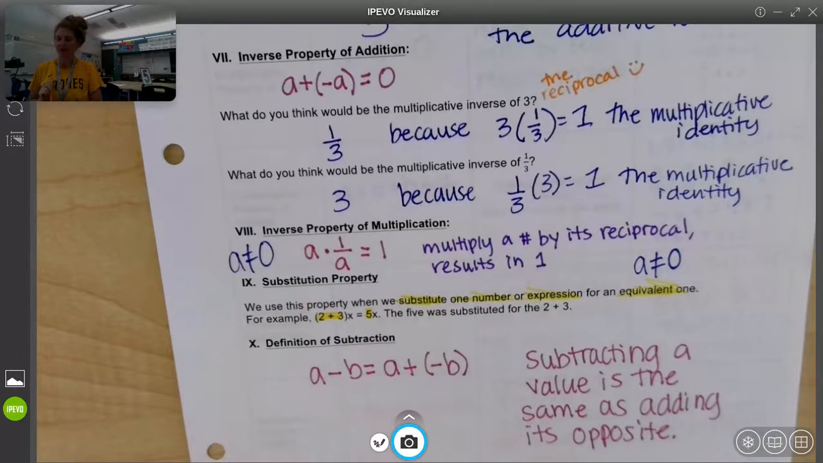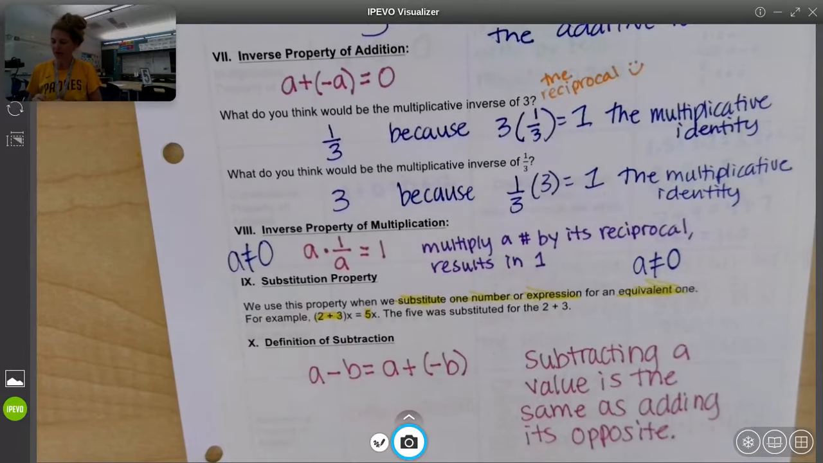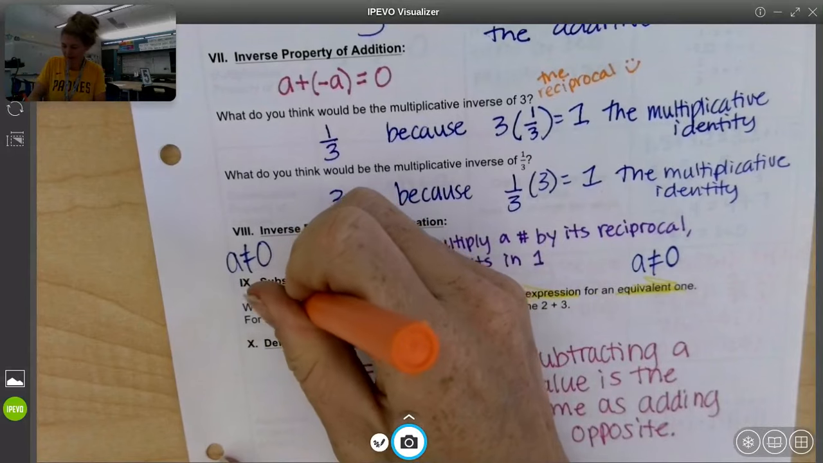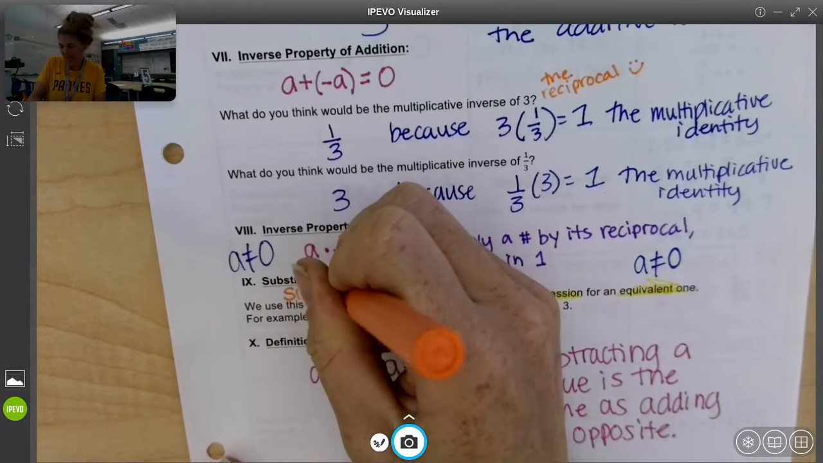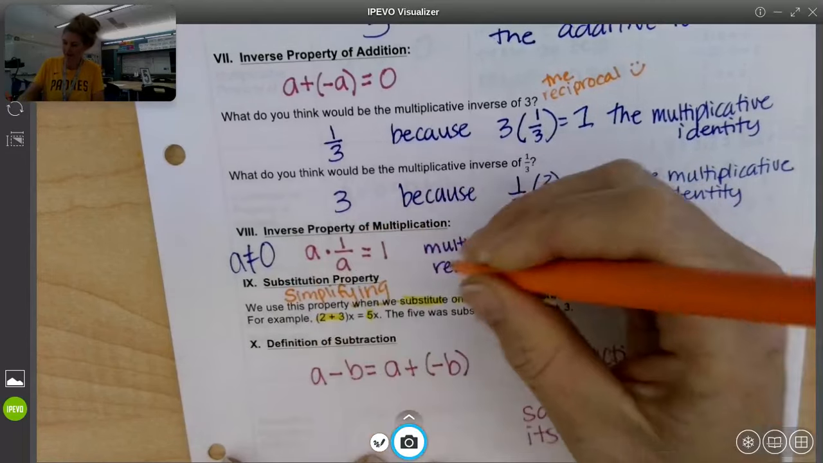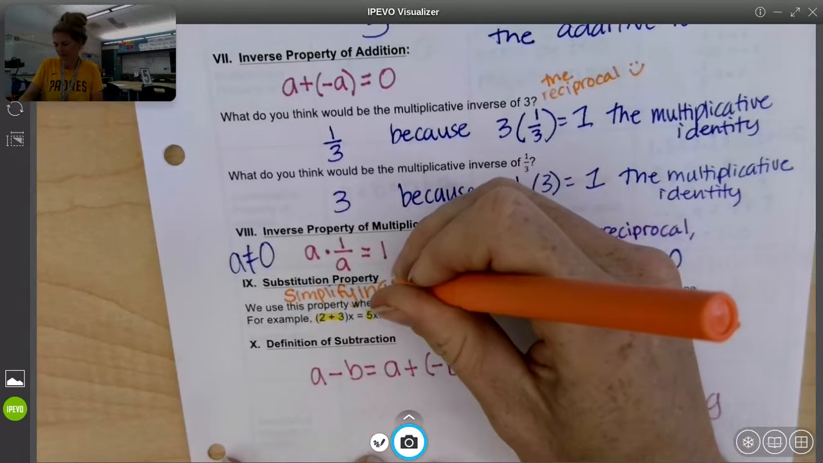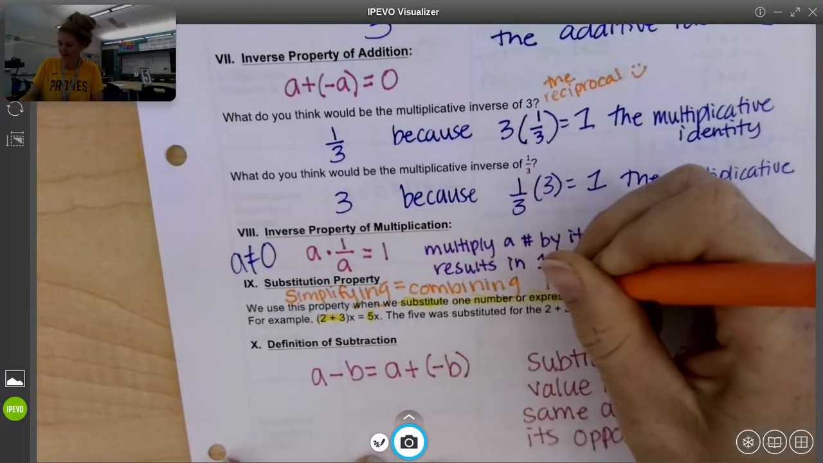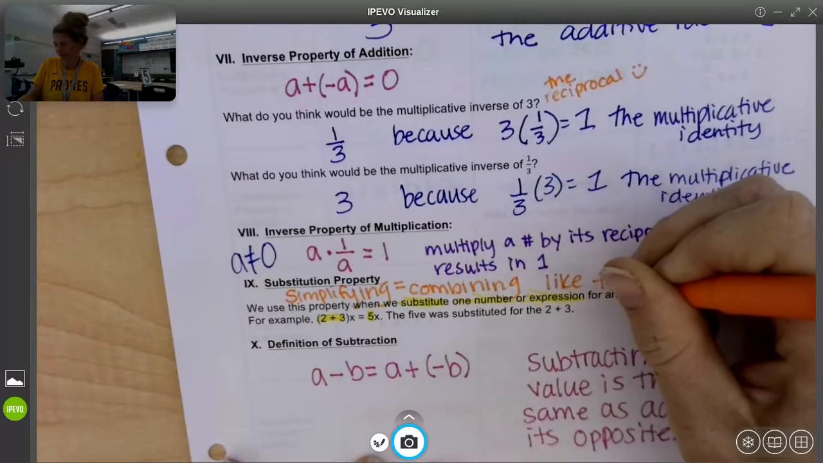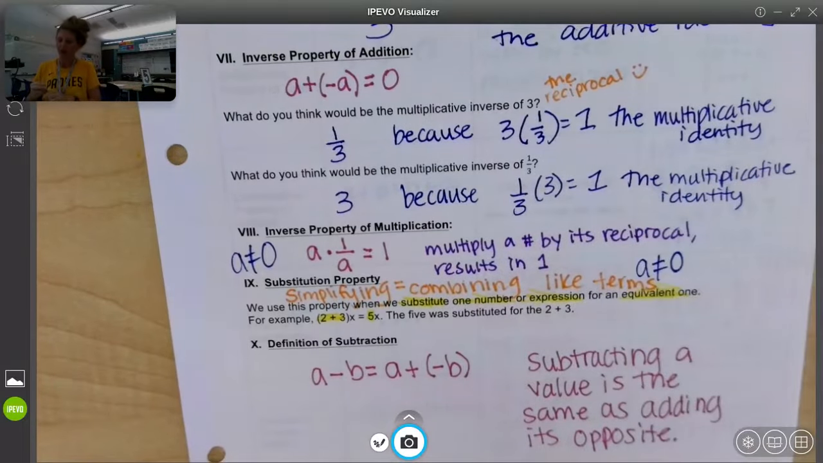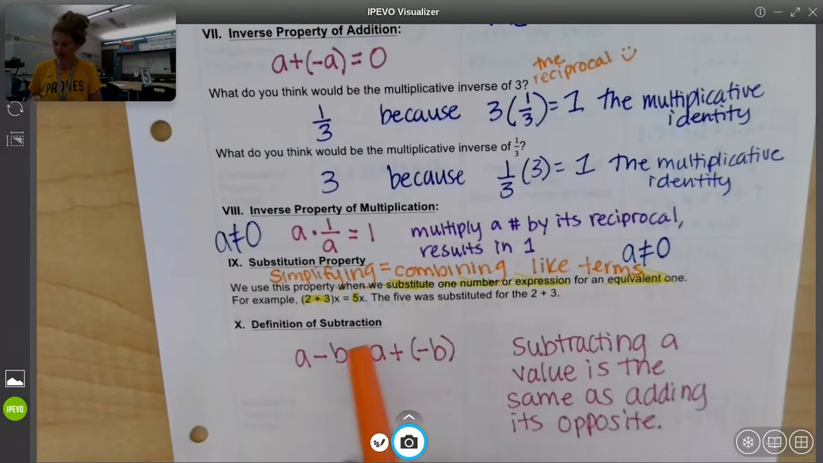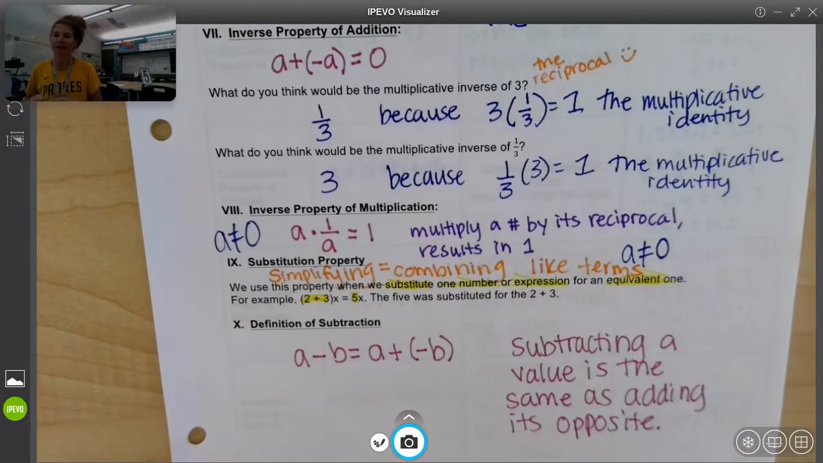So we also have the substitution property. Substitution property is just when you're simplifying. You can think about it as simplifying, combining like terms. Whenever you have just math happening, like 2 plus 3 gets you 5, that is the substitution property.